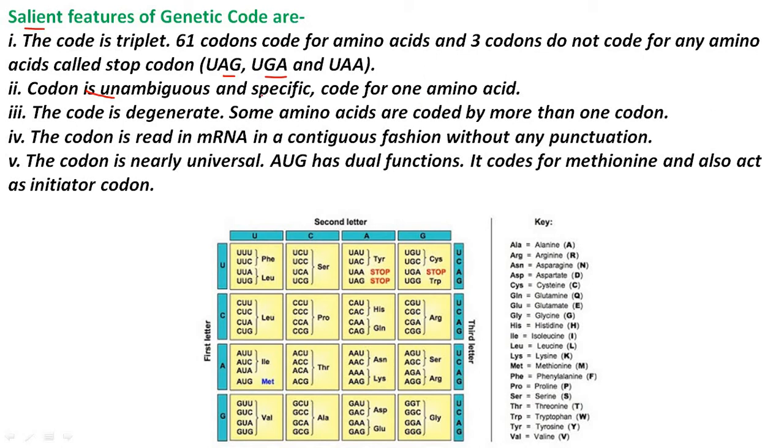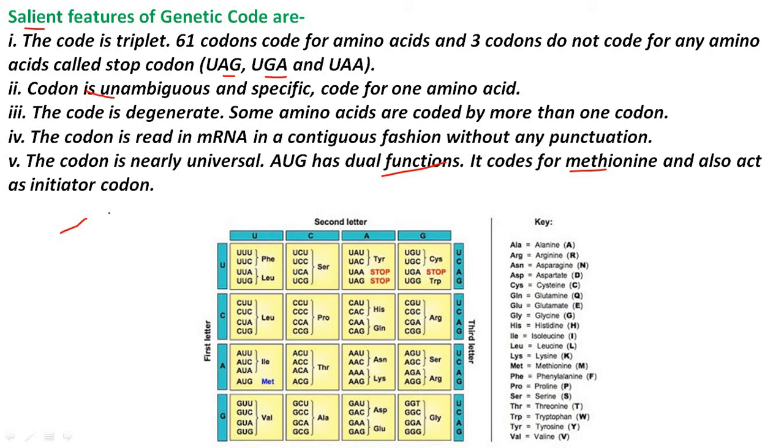So the codon is degenerate. Some amino acids are coded by more than one codon. Got it? What does degenerate mean? And the codon is read in the mRNA in a contiguous fashion without any punctuation. I said it is commaless. The codon is nearly universal and AUG has dual functions. It codes for methionine and also acts as the initiator codon, the start codon.